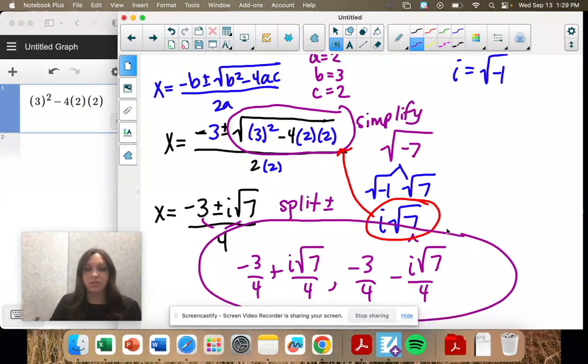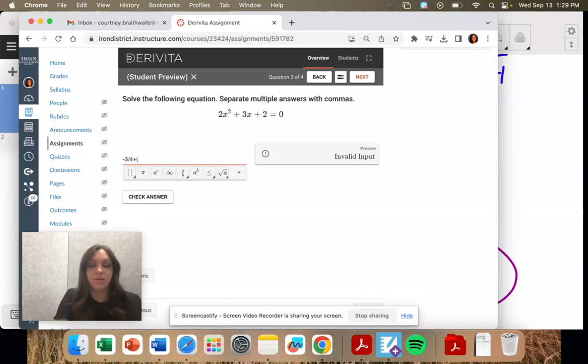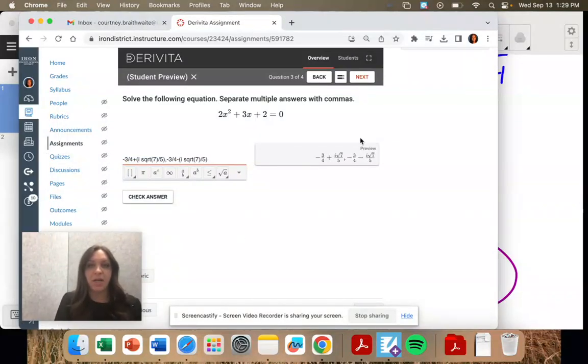So we have two answers. They're the same except the plus or minus. So when I type it in, -3/4 plus, then I always put parentheses here because I don't want it to get split up, square root of 7 over 4. Copy, comma, paste, and then change my plus to a minus because that's the only difference. That should be a 4. Why did I do a 5? And then check your preview. Make sure it looks right.